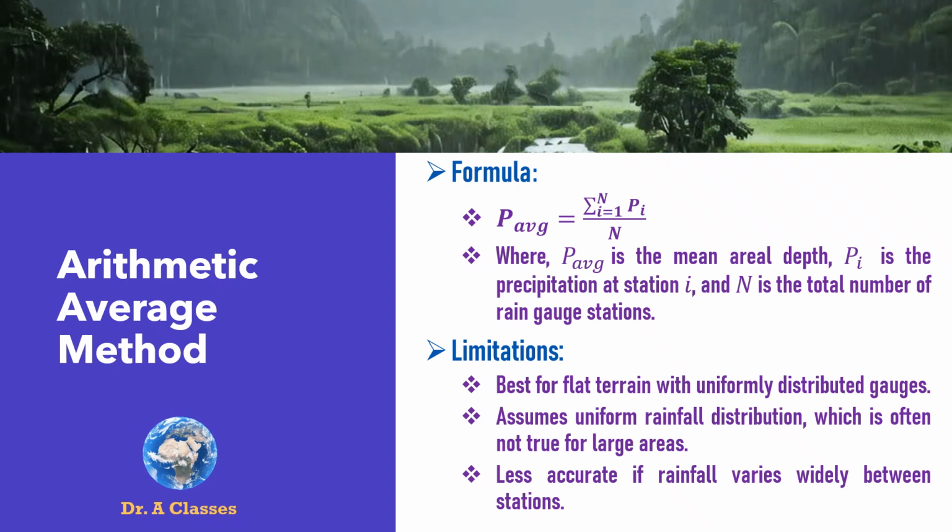Limitations of the method: it is best for flat terrain with uniformly distributed gauges, and it assumes uniform rainfall distribution, which is often not true for large areas. It is less accurate if rainfall varies widely between stations.